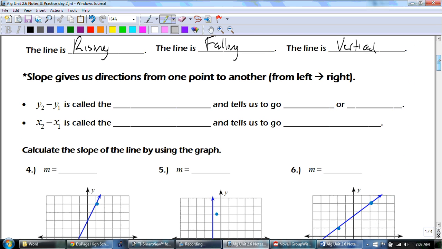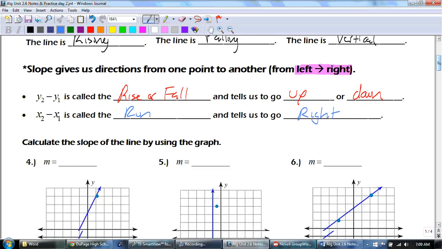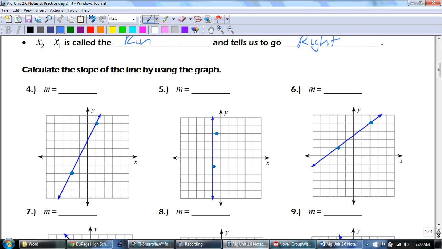All right, so remember that slope gives us direction from one point to another, and we always talk about from left to right. Now the y2 minus y1, that is the rise or fall. The rise or fall tells us if we need to go up or down. So that's the top. The bottom, the x2 minus x1, is called the run, and that tells us to go to the right.